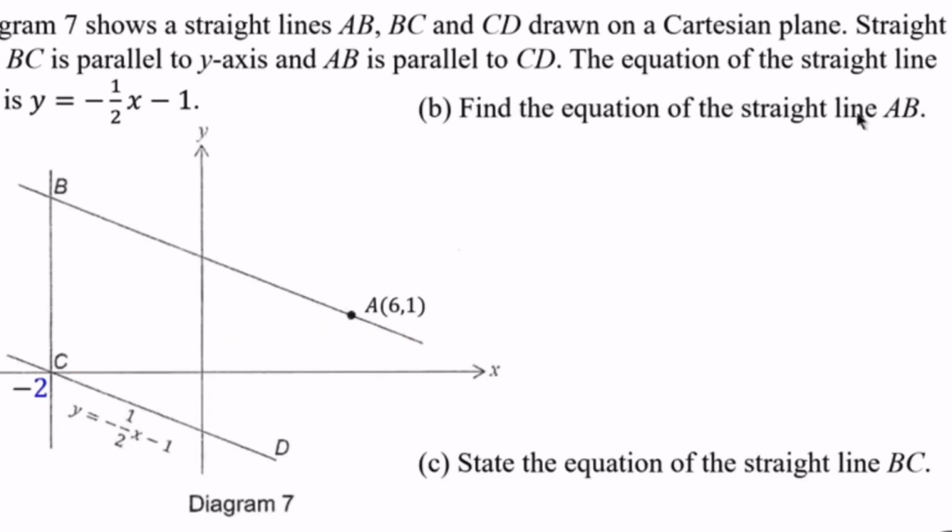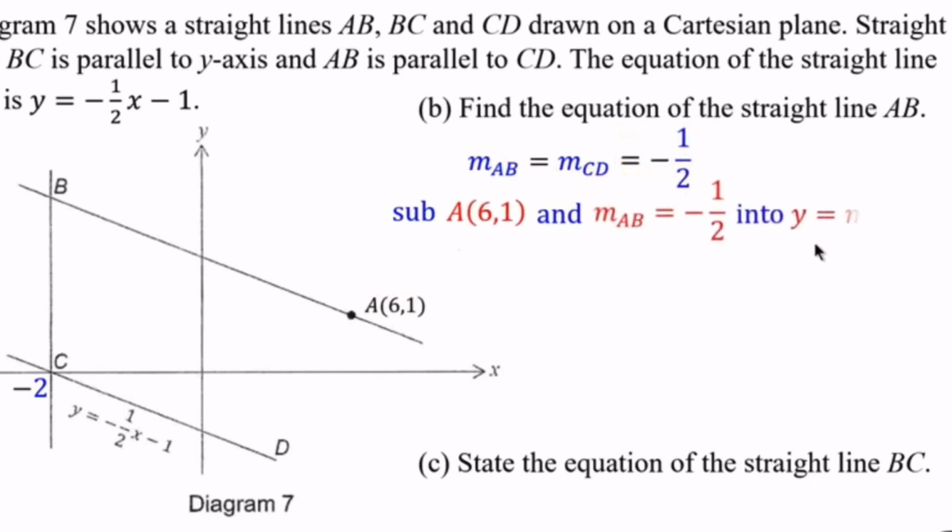Find the equation of straight line AB. So for this question, you have 2 parallel lines. If lines are parallel, their gradients are equal. So gradient of line AB equals gradient of line CD. The gradient can be obtained from one of the lines given, which I just read is -half. So I will use the same gradient because they are parallel, and I will substitute the point that lies on AB, which is (6, 1).